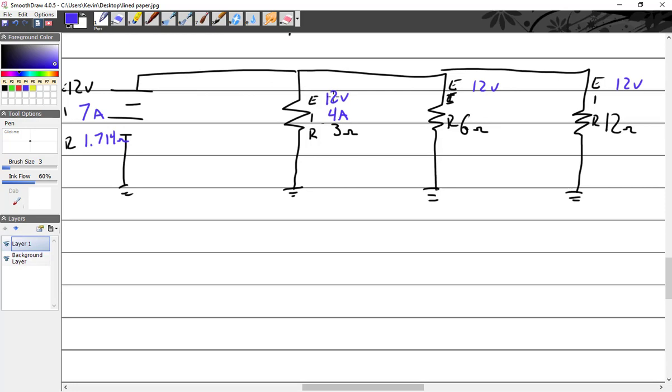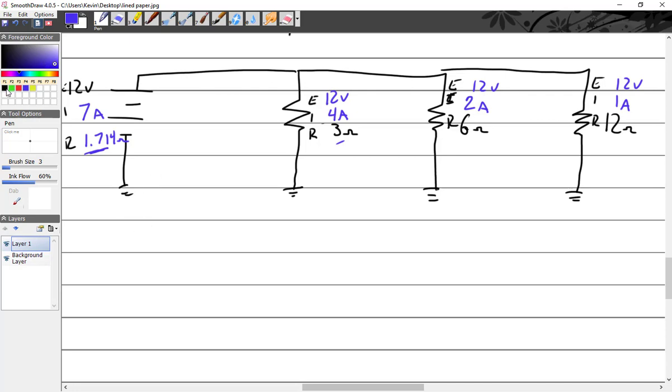Okay, let's check that. 3 times 4 is that. Does that sound right? Is that smaller than the smallest? All right, looks pretty good. This must be 2 amps, and we're left with 1 amp. All right, that was not hard at all, was it?